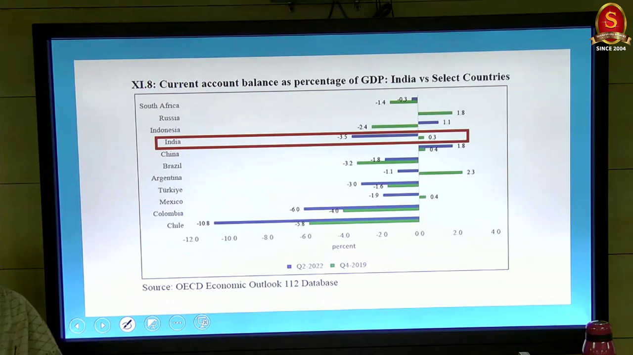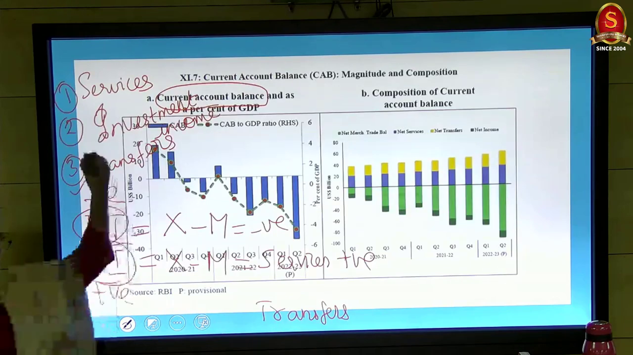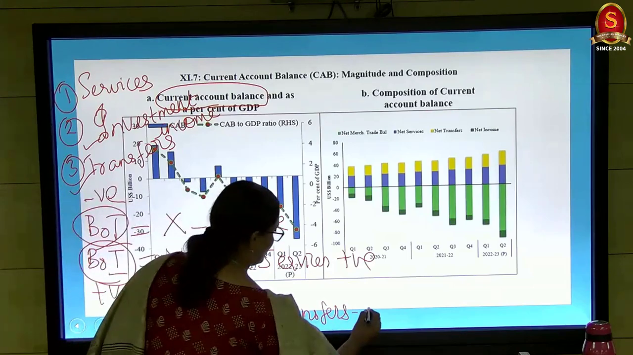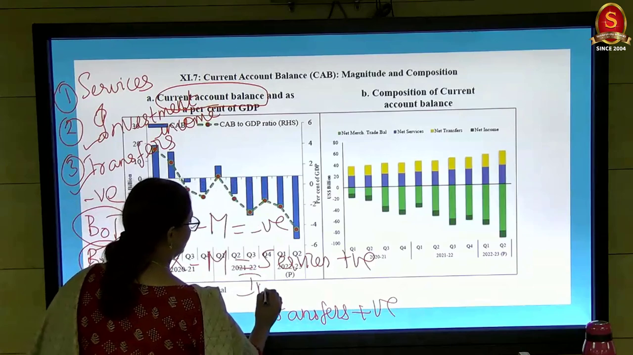In the first chapter, somebody was asking a doubt. I don't know, in the online also, there was some division of primary income and secondary income. Primary income will be this thing, our investment income. Secondary income will be about the transfers, right? So let us come back to the point. So transfers will be positive. Investment income?